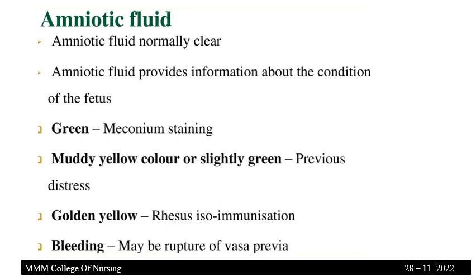And if it is bleeding, okay, if the color of the amniotic fluid is bright red, then we can suspect rupture of the vasa previa. Vasa previa means the blood vessels which are lying in front of the head. Okay, it may be in the back of the membrane, some blood vessels. So the rupture of these blood vessels can cause the amniotic fluid to be in bright red color.